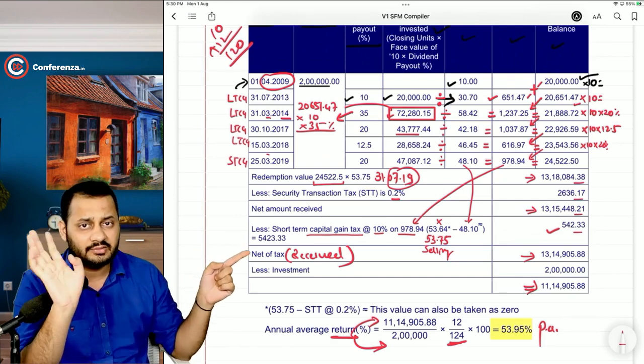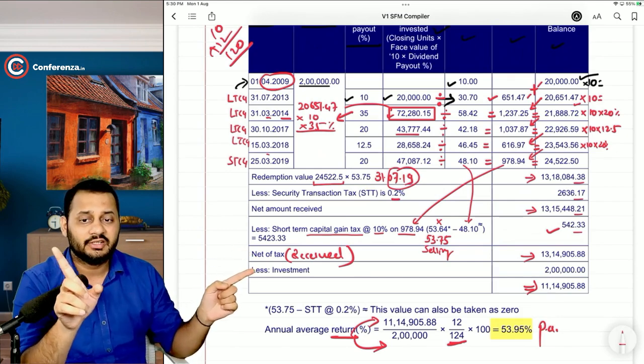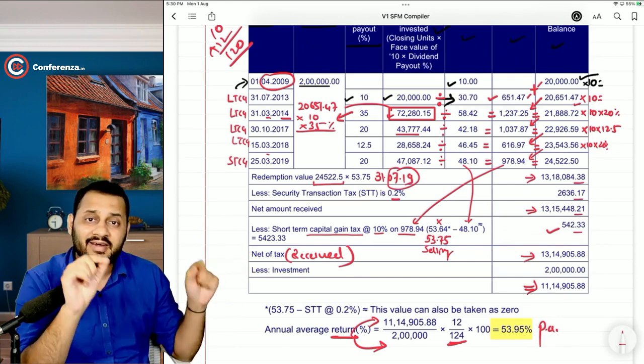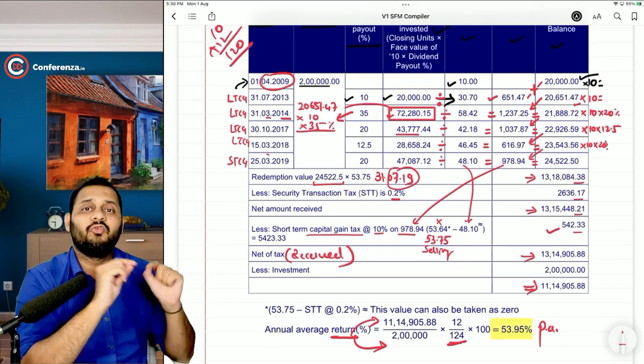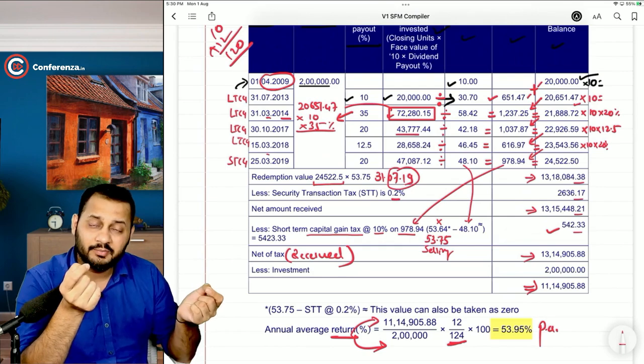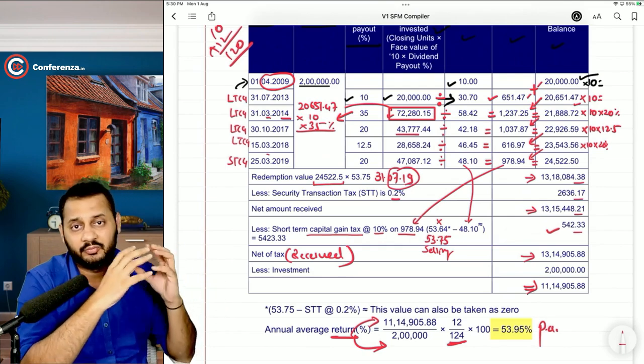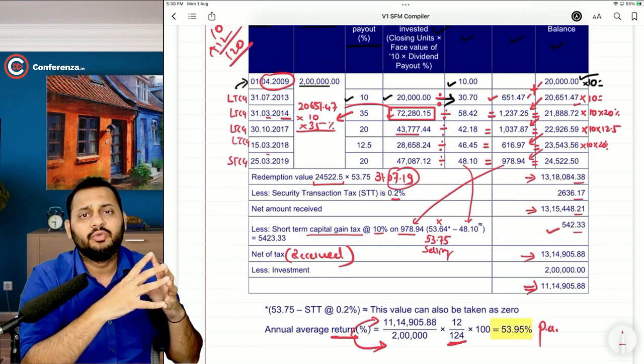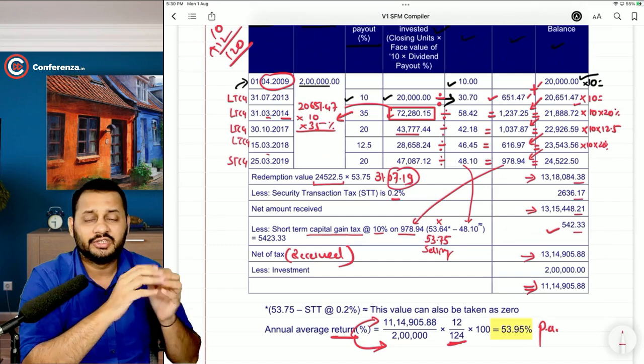This is the net of tax amount received by you. This was the investment. The difference between these two will be treated as return for 124 months. So divide that return by 124, multiply it by 12 to make it a per annum return. The rest of the two calculations, that is the bonus plan and growth, are very easy.